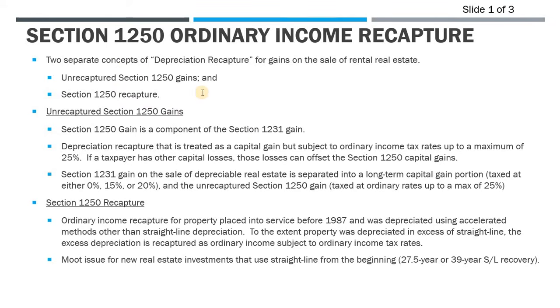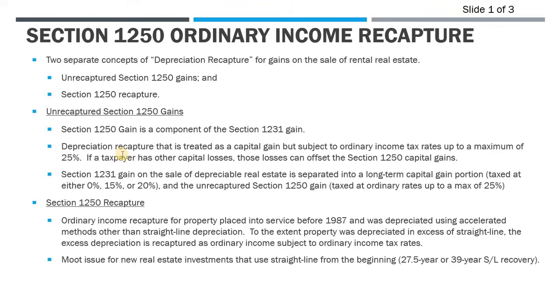There are two separate concepts of depreciation recapture for real estate. We have unrecaptured 1250 gains and then section 1250 recapture, which is the ordinary piece. Generally speaking, and this applies in most cases now because all property was placed into service and depreciated using the straight line method, when we have unrecaptured 1250 gains, this is the section 1250 depreciation recapture that is a piece of your 1231 gain.